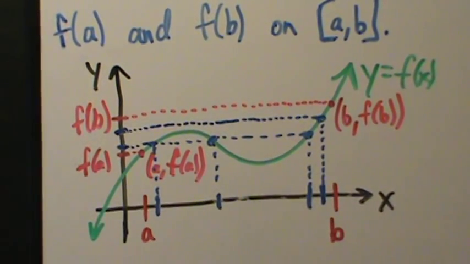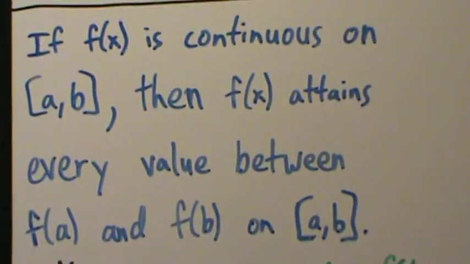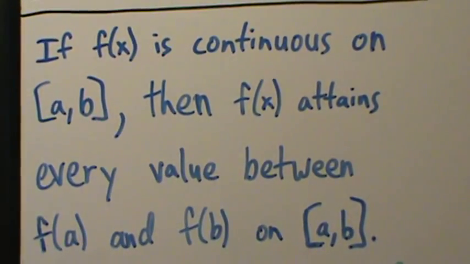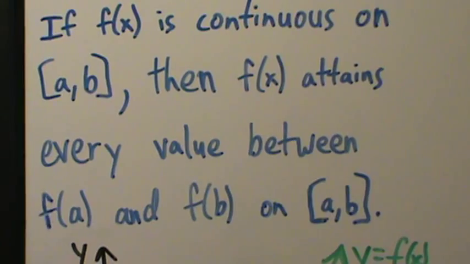So it tells us that if f of x is continuous on this interval from a to b, then for every value of the function between f of a and f of b, there is at least one x value such that f of x equals whatever value you're looking for between these two.